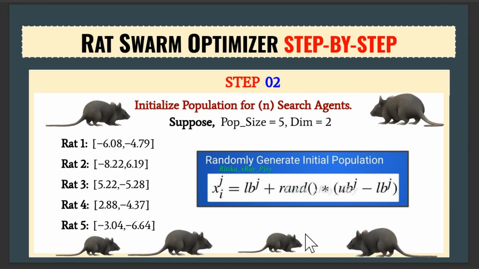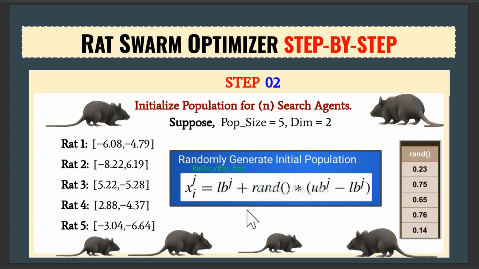Then we will initialize the population for the search agents. We will randomly initialize the position for each search agent in the search space. So using this equation, we can randomly initialize the position for each search agent. Here our search agent is the rat, so for each rat, we randomly initialize the position. According to your objective function, we will define the upper bound and lower bound. Rand here is a random value that is normally distributed between 0 and 1. So using this equation, we can generate a random position for each search agent.